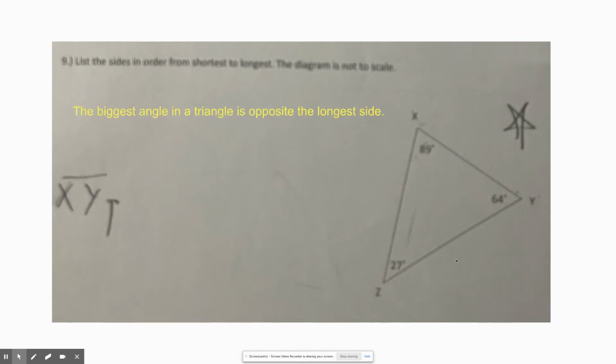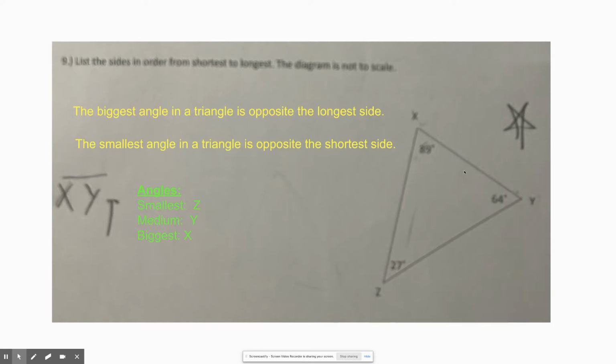So here's the thing you want to know. The biggest angle in a triangle is always opposite the longest side. The smallest angle in a triangle, in this case angle Z, is always opposite the shortest side. So let's take a look at the angles. We have the smallest, which is angle Z, because it's 27 degrees. The medium angle is angle Y at 64 degrees, and the biggest angle is angle X at 89 degrees.